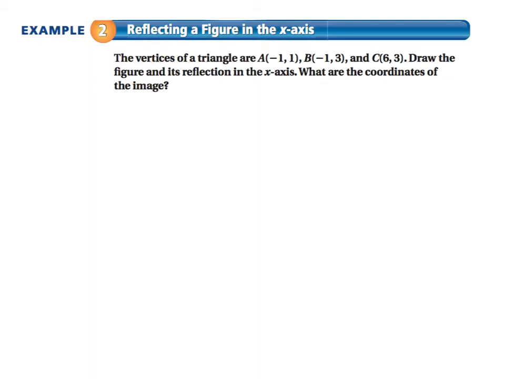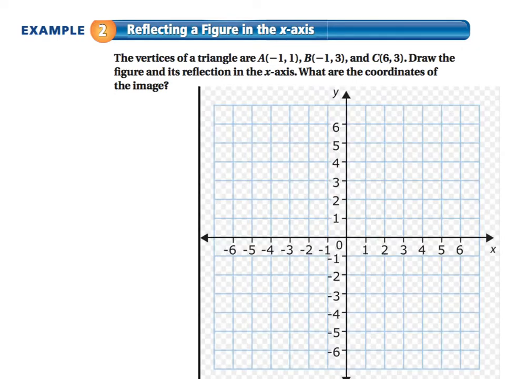In this example, I want you to make a rough graph in your notes. So in this problem, it says the vertices of a triangle are these three coordinates. Draw the figure and its reflection in the x-axis. What are the coordinates of the image? So I'm going to draw it in black. A is (-1, 1). B is (-1, 3). And C is (6, 3).